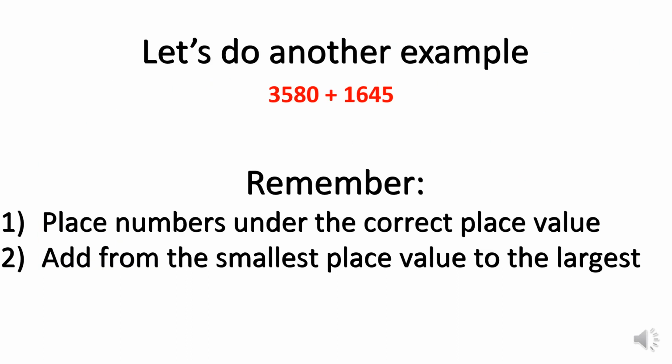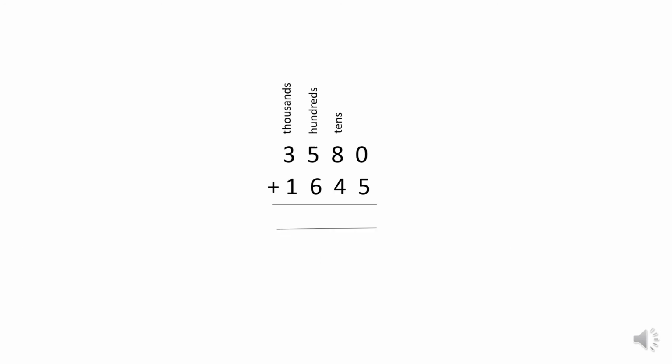Let's do another example. 3580 plus 1645. Remember the rules. Place the numbers under the correct place value, and then simply add from the smallest place value to the largest. And you carry over if there are more than one digit in the answer. Here I have written out the column method of 3580 plus 1645 with all the place values neatly in columns.